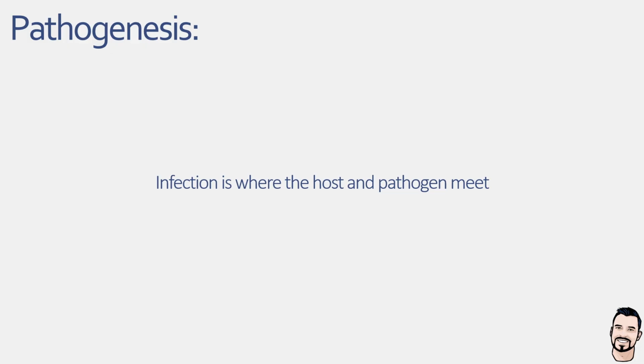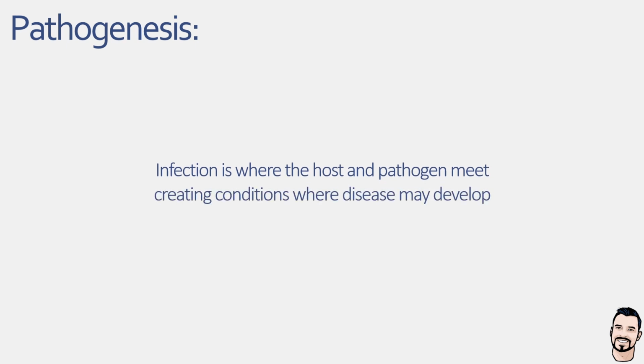And so at this point, it's important to distinguish between infection and disease. So in simple terms, infection describes the moment when the host and the pathogen meet. So when the pathogen successfully enters, attaches to, and grows within the host. And so this interaction does not automatically result in disease, but it creates the conditions under which diseases may develop. And so disease arises when this interaction leads to damage of host tissues, disruption of normal physiological functions, or the activation of host responses that themselves cause harm.